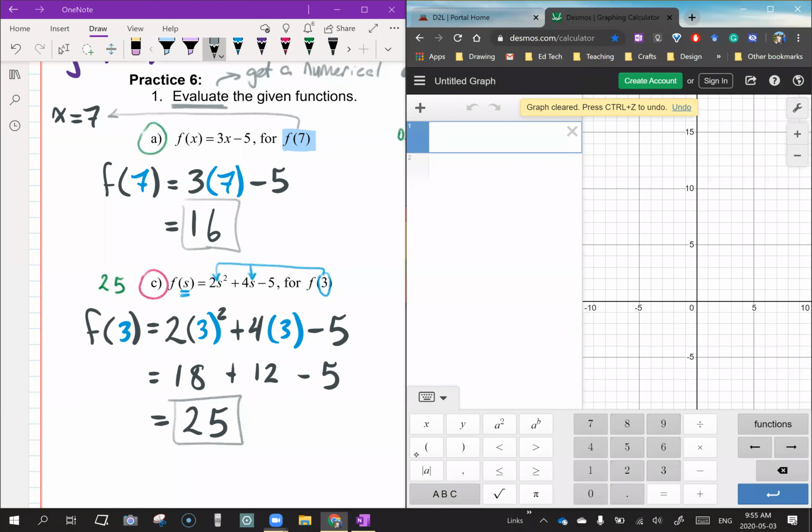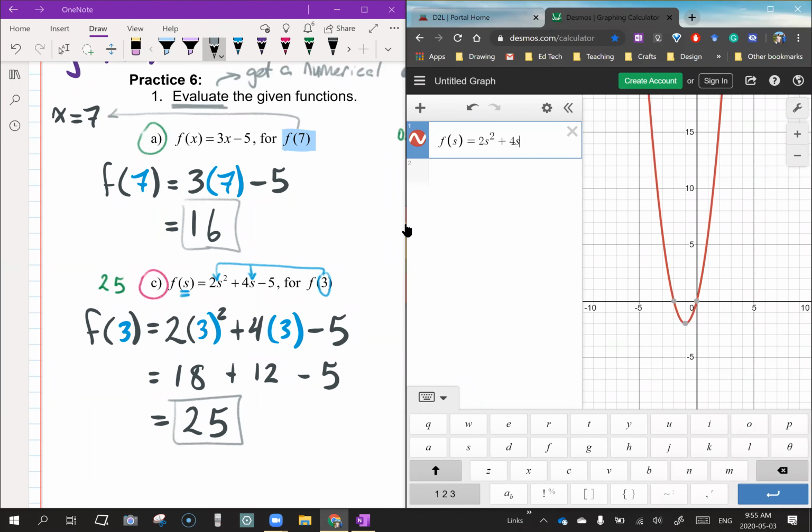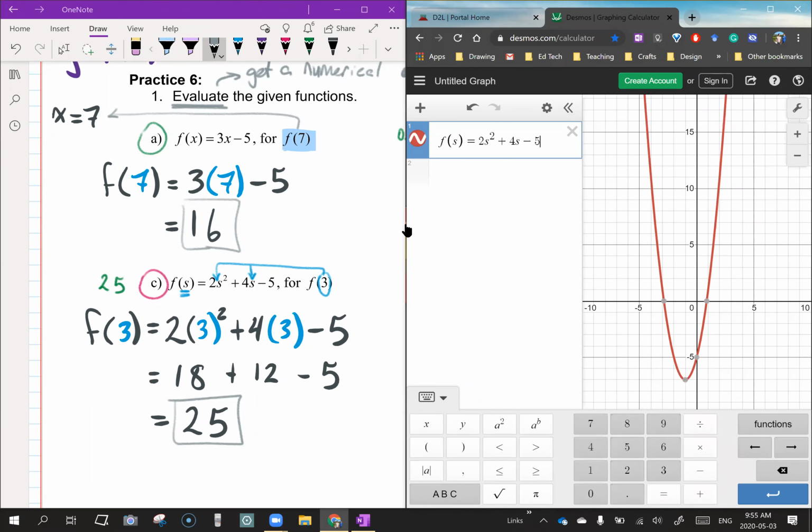Let's put in the function. The function f of s equals, what's our function? 2s squared. Well, I'm going to have to go get s. 2s squared. You can put this on your phone. That's why I want to show you how I do it. s minus 5.